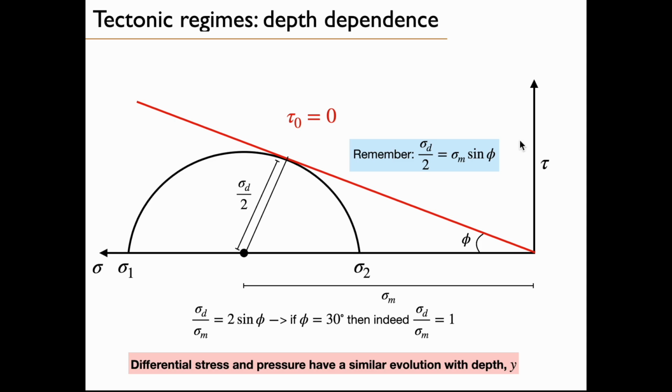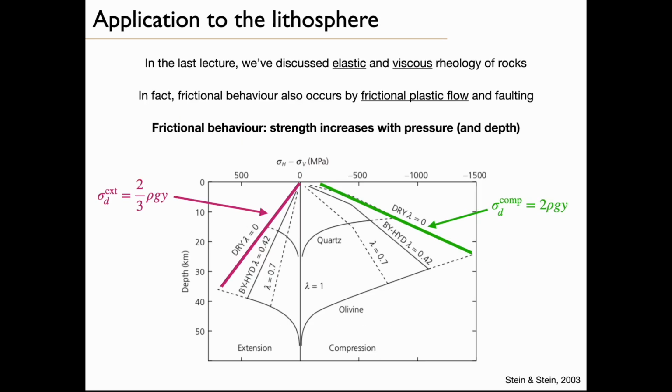Let's remember the formula we've introduced beforehand, that sigma d divided by 2 is equal to sigma m times sin phi. What one can do with this formula is to solve for the ratio of sigma d by sigma m, and this is equal to 2 times sin phi. If phi is set to 30 degrees, then indeed sigma d divided by sigma m is equal to 1. So sigma d is equal to sigma m.